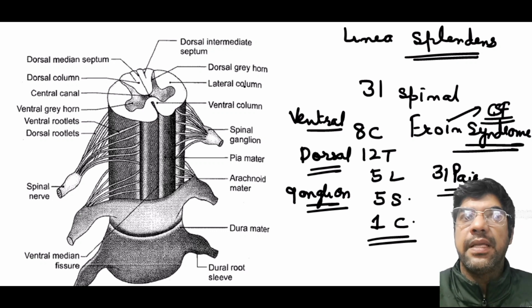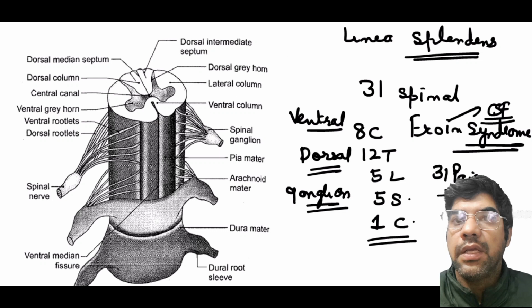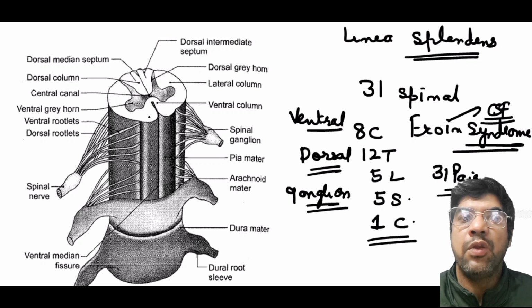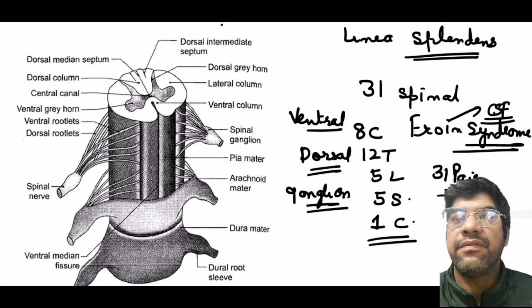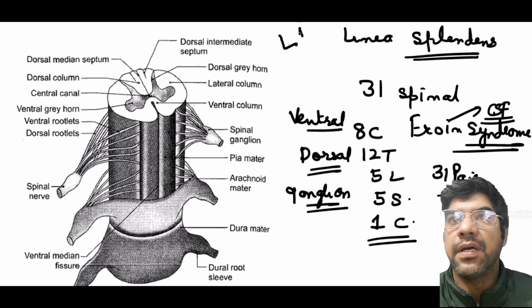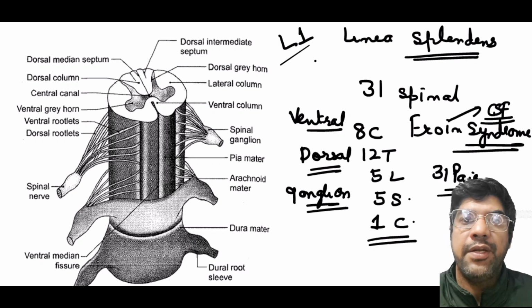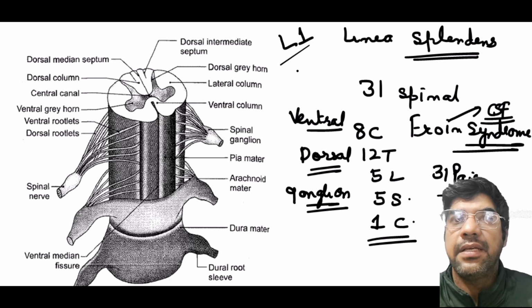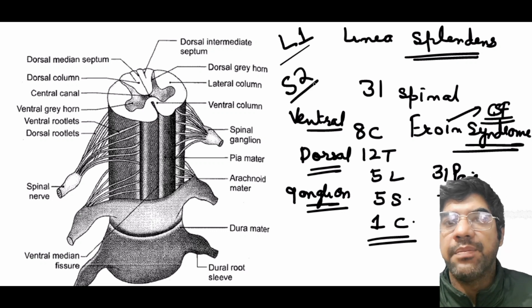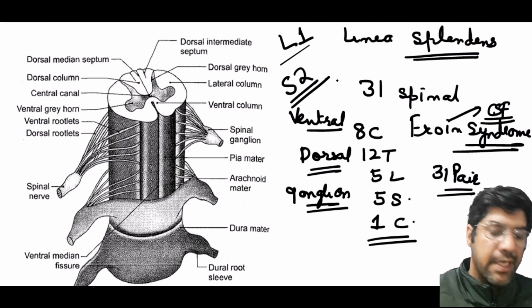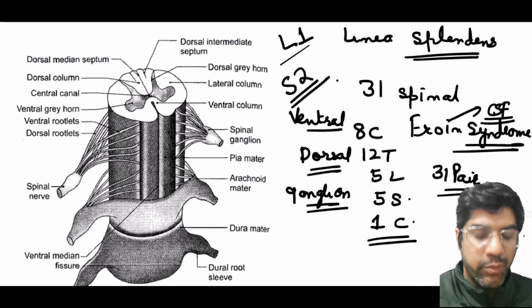The next part is the spinal cord termination. The spinal cord in adults, remember, terminates at the lower part of the first lumbar vertebra. And the spinal dura mater and arachnoid mater extend till the second sacral vertebra. So these are things that you have to remember from your entrance point of view.